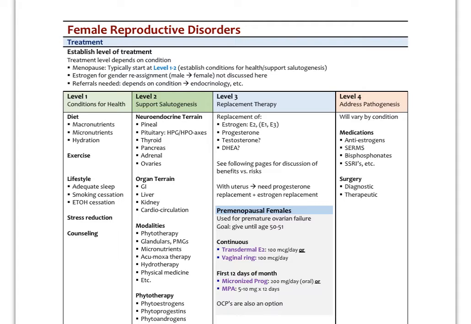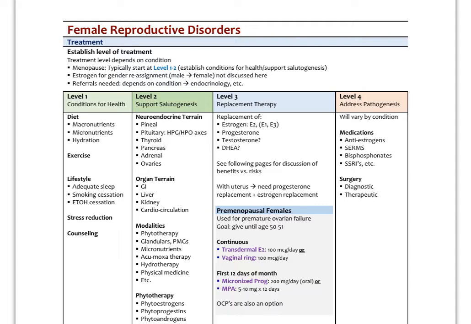I think we have to look at the fact that different types of alcohol, wine or whatnot, might actually have an anxiolytic effect for a lot of people, and that has more benefits than maybe the negative effects of the alcohol. So it all has to be weighed. And then stress reduction and counseling therapy. So that'll all be level 1 treatments.